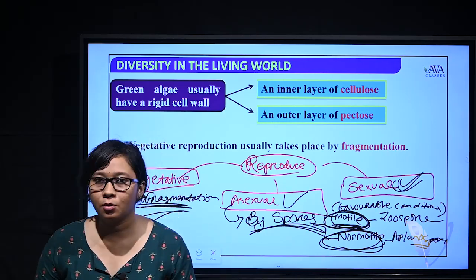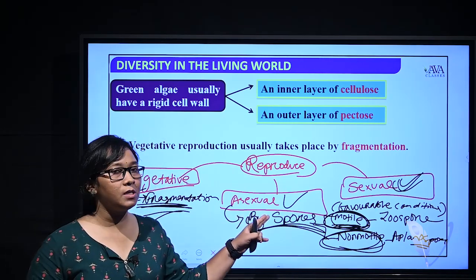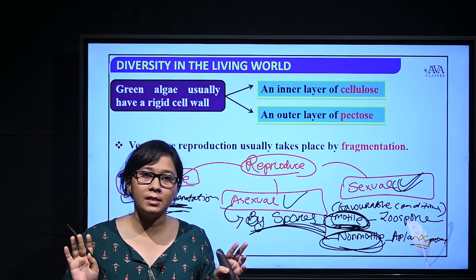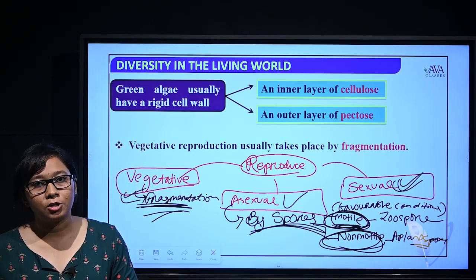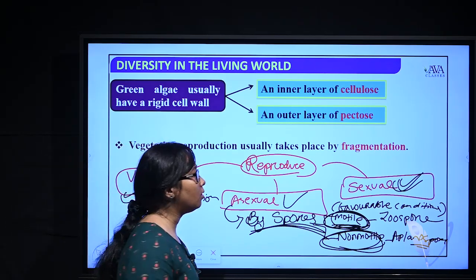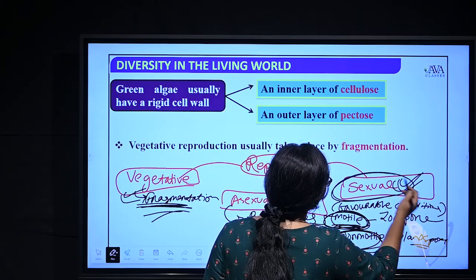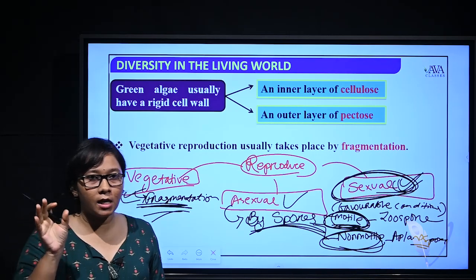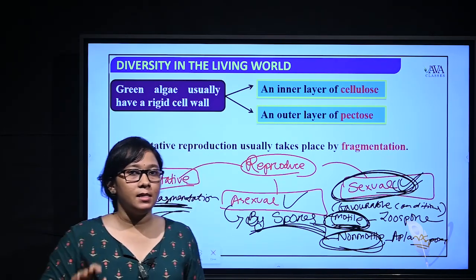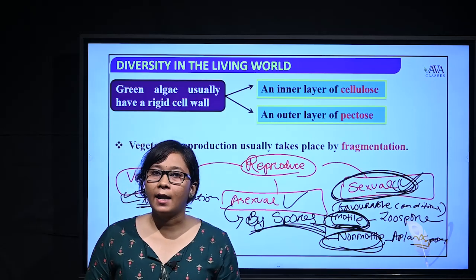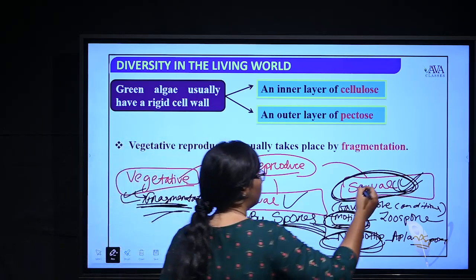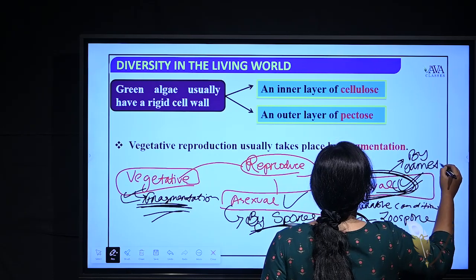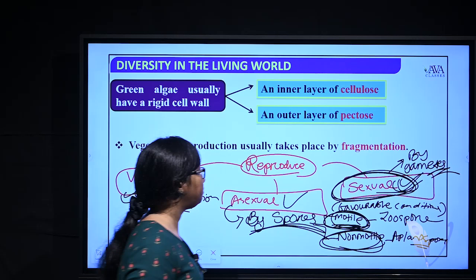Asexual means without the involvement of sex organs. It means a single plant body is enough for the reproduction of the next generation or the daughter cells. But in sexual reproduction, the involvement of sex organs or gametes is essential. So, sexual reproduction is carried out by gametes. Clear?